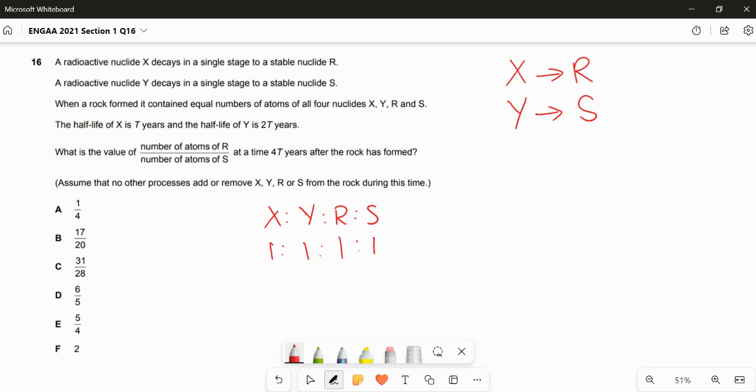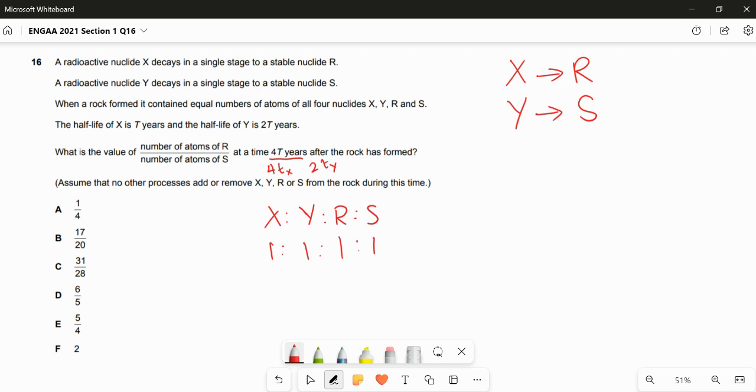What's the value of the number of atoms of R over the number of atoms of S at a time 4T years after the rock is formed? So if we notice, this is 4 times the half-life of X, and this is 2 times the half-life of Y.